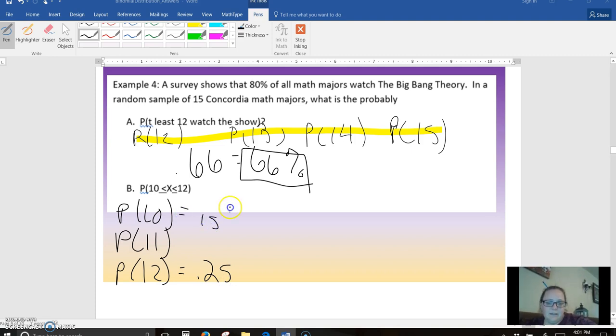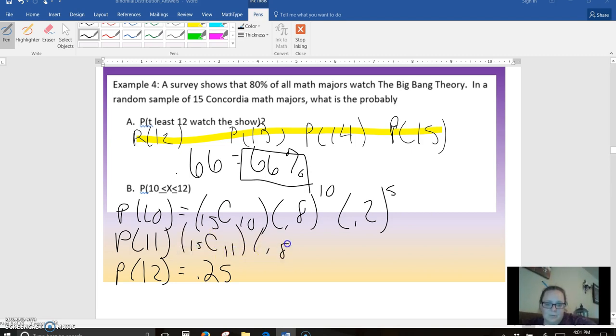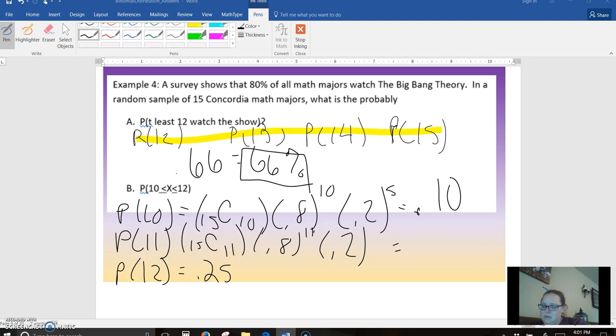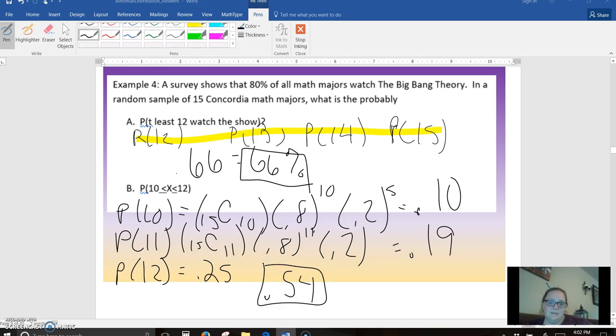Right, and then P of 10 would be 15 combination 10, 0.8 of 10, 0.2 of, it was 15, so 5. 15 combination 11, 0.8 of 11, 0.2 of 4. All right, I'm going to type that in my calculator. For 10 and 5, I get 0.10. For 11 and 4, I get 0.19, I rounded on that one. All right, and then let's add them. 0.10 plus 0.19 plus 0.25, and I get 0.54. So 54% of 10, 11, and 12 people watch.